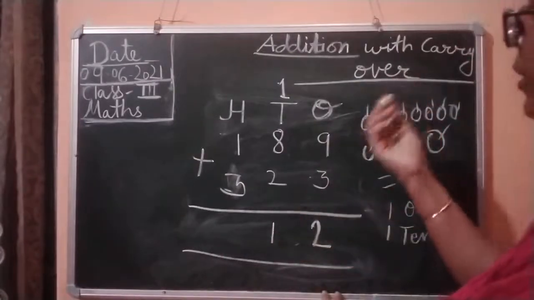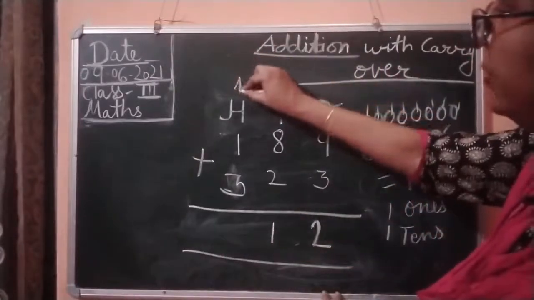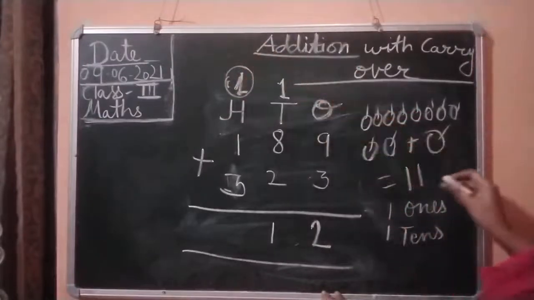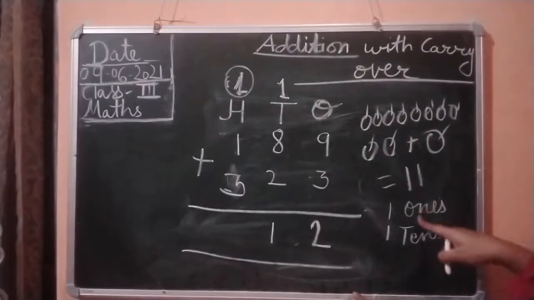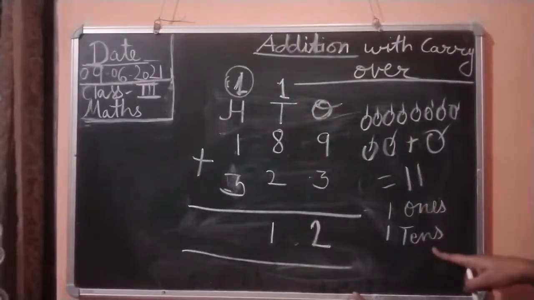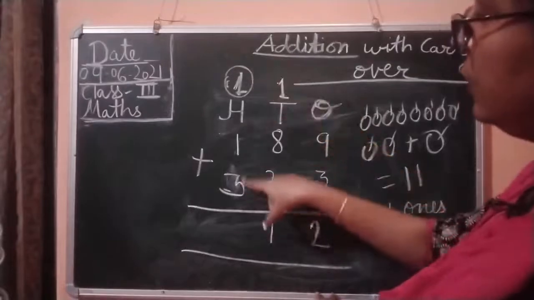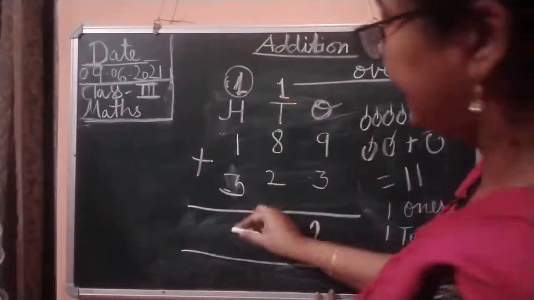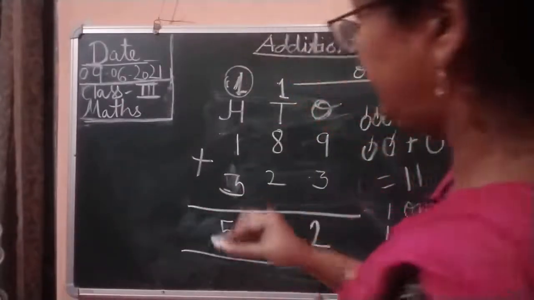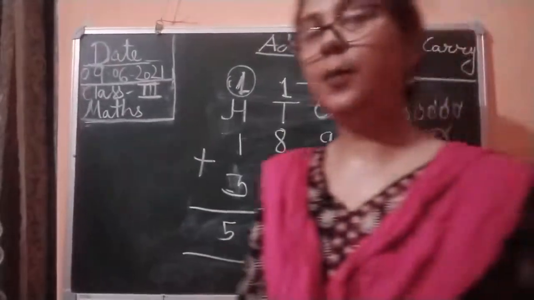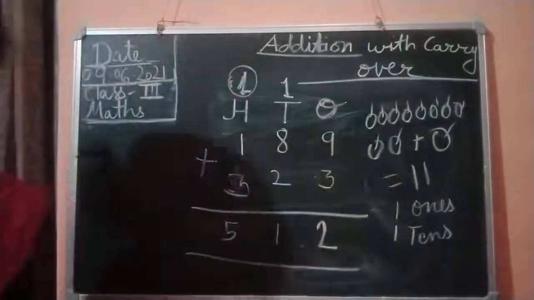Then what will we carry to the hundreds? 1, because 1 is left. Here you can see 1 tens, 1 ones and 1 tens. So what will we carry to the next one? 3 and 1, 4, and this is 5. Okay children, so let's complete it, because this is an example.